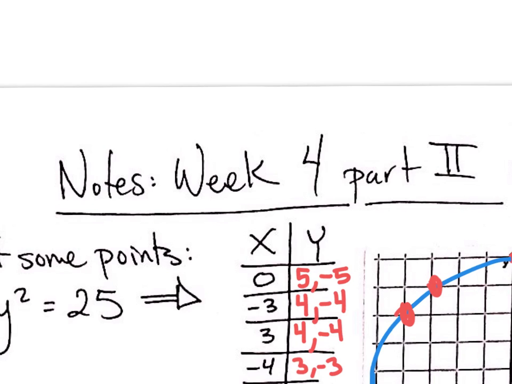Okie dokie, week 4, part 2. So we're dealing with conic sections. Here's a cone for you, conic sections. And today we're talking about circles. If you take a look at the base here, that is a circle.